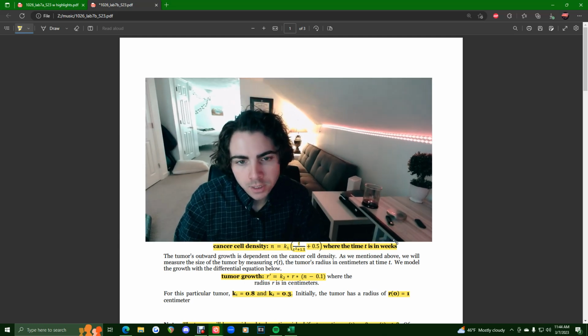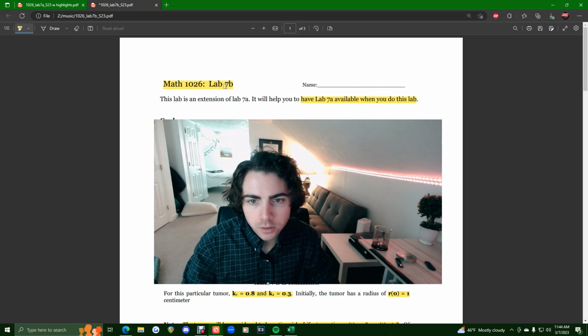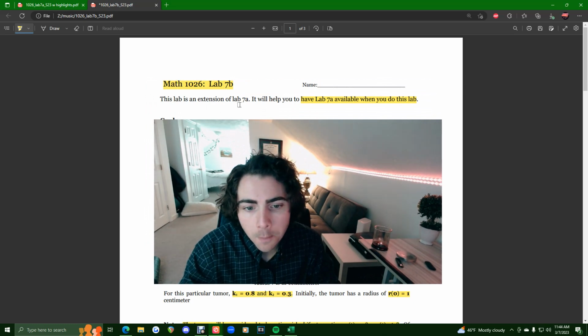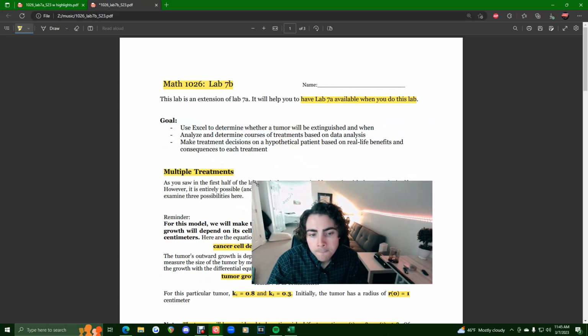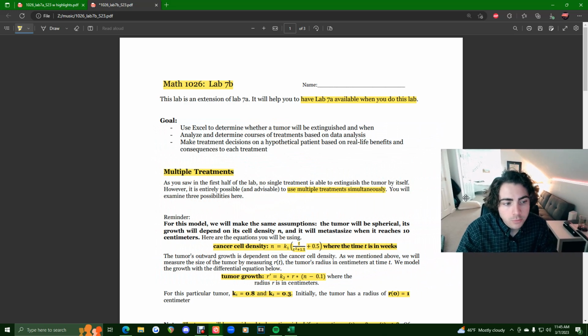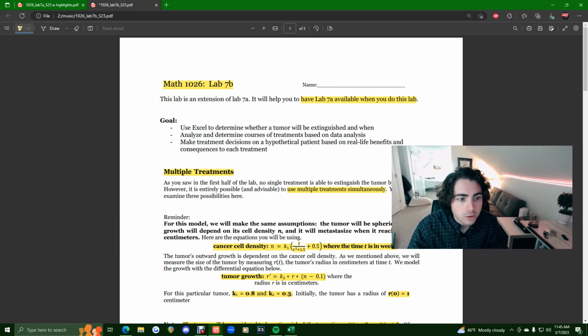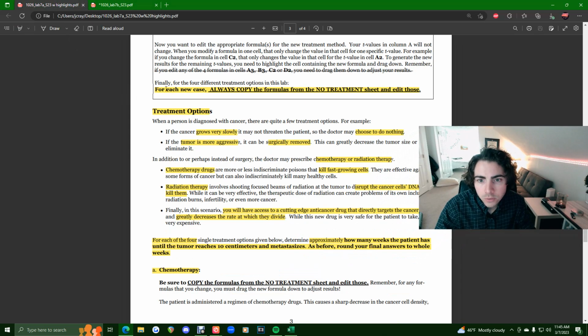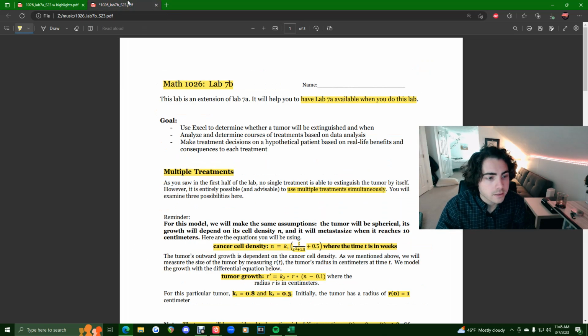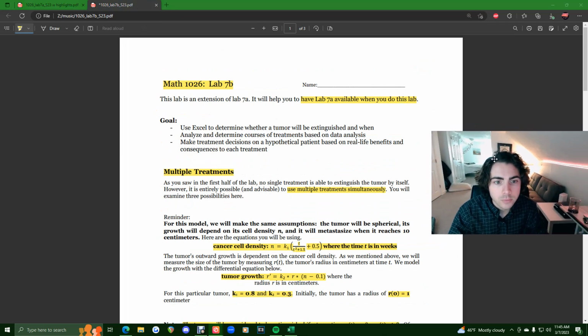Okay, today we are doing Math 1026, Lab 7B. We're just picking up where we left off from 7A. Hopefully you still have the lab document from 7A; that would be encouraged, that is suggested. Eventually we're going to look at the part of Lab 7A that briefly explained the different treatment options and the pros and cons and things like that. So we'll get back to that in a moment.